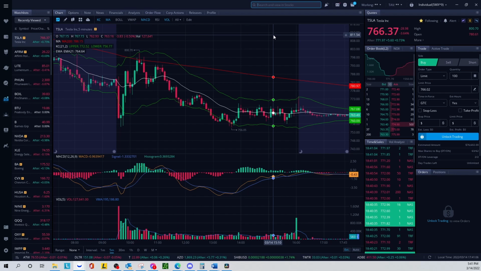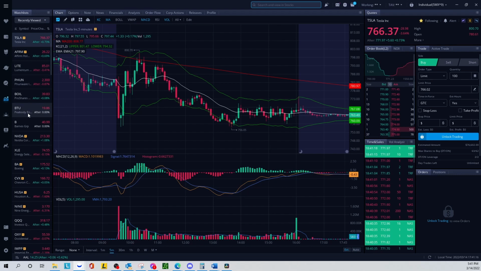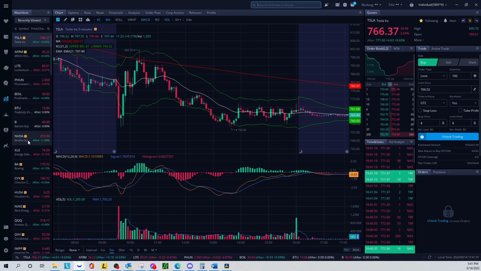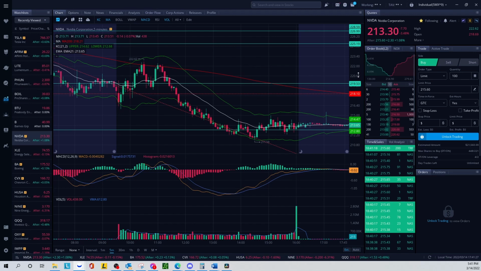Okay, so that's just random Tesla. If you didn't trade SPY, you can just grab really any stock and just see how it performs relative to the KC. This is, what is this? NVIDIA. So again, this is another S&P 500 stock that has a pretty good weighting within that ETF.